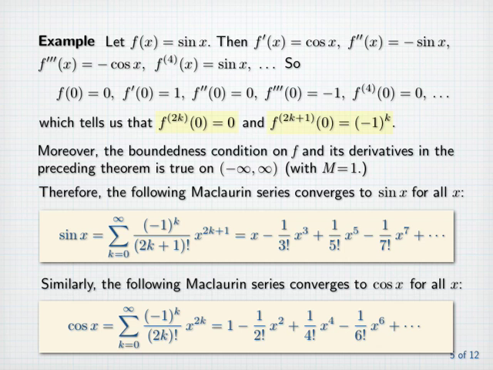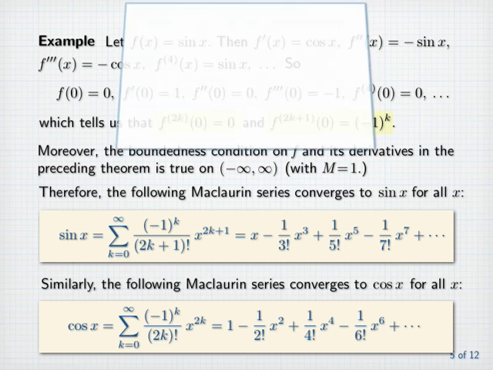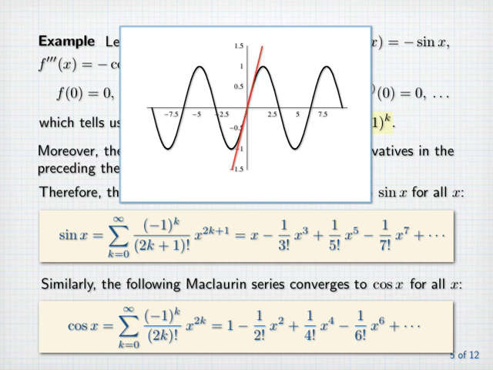Let's plot the first several of those along with sine x and see how they compare. This is the graph of sine x along with the graph of y equals x, the first term in the series. This is nothing but the tangent line to the graph at x equals 0. Now when we add on the cubic term, we have the graph of the cubic polynomial that most closely fits the graph of y equals sine x near x equals 0.